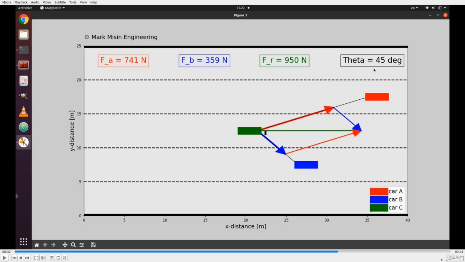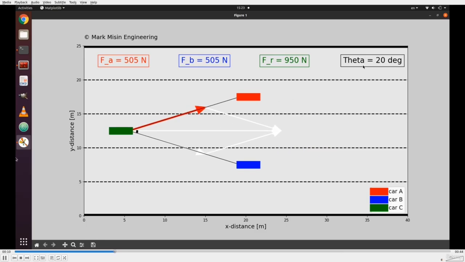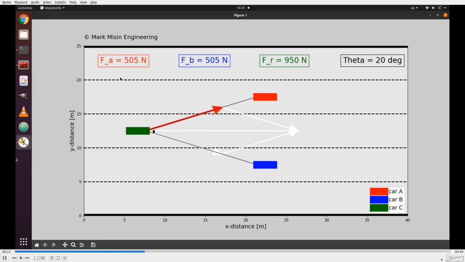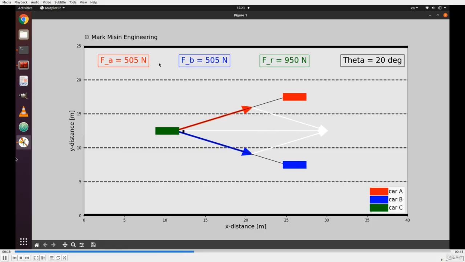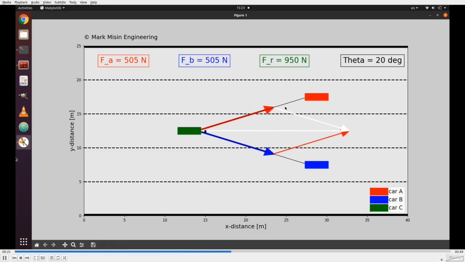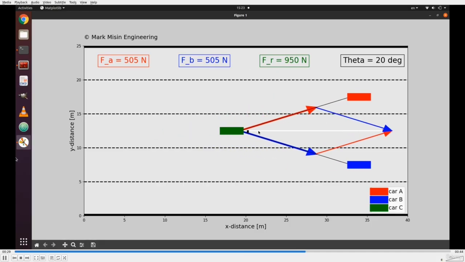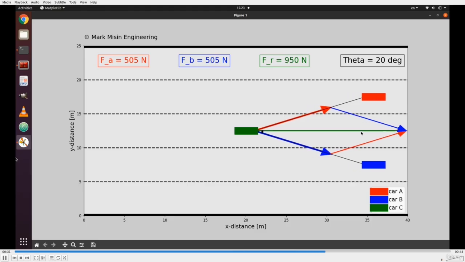And now, let's make theta equal 20 degrees. You can see that when theta equals 20 degrees, then both FA and FB have the same magnitudes, 505 newtons. And then according to the parallelogram rule, you still get your FR equals 950 newtons. But it makes sense that FA and FB are the same. That's because in both cases now you have 20 degrees: 20 degrees counterclockwise and 20 degrees clockwise.